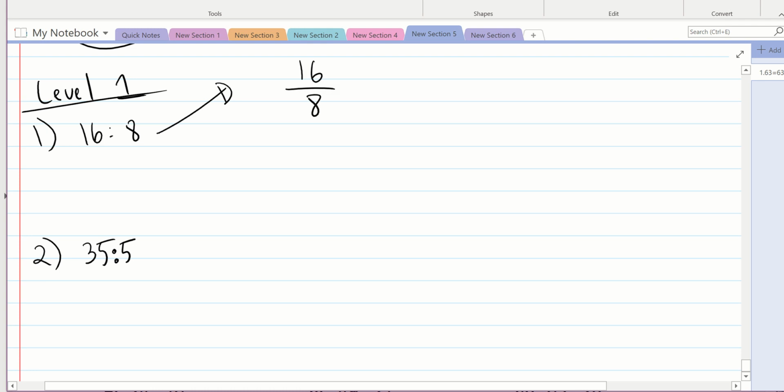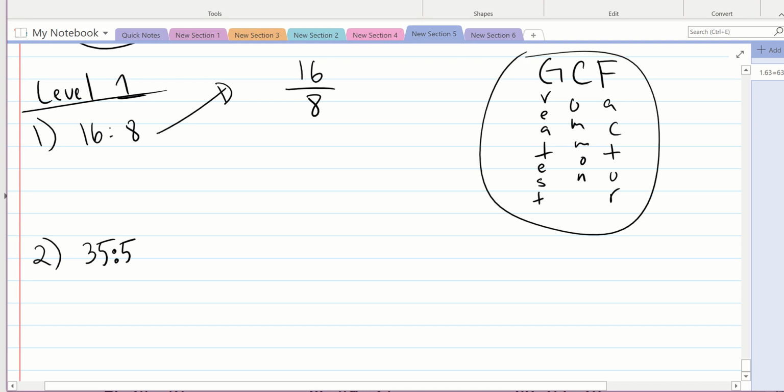Now, whenever you simplify a ratio, you've got to find the greatest common factor, right? Greatest common factor, so GCF. Greatest common factor between both of those numbers, right? I'm pretty sure you guys have heard about this. So copy this down, pause, copy this down because I'm going to make space.